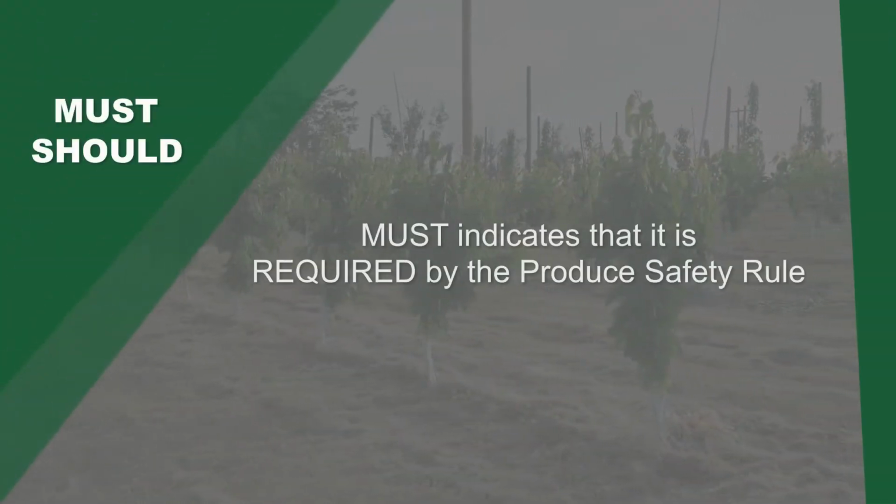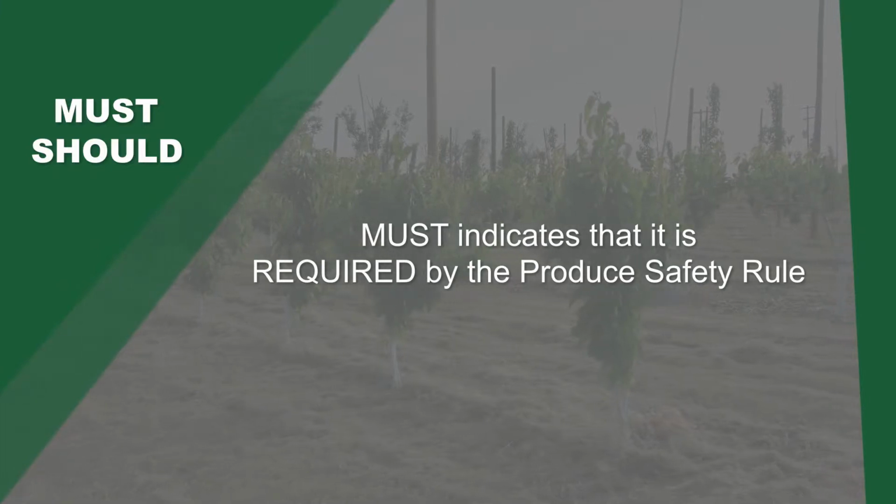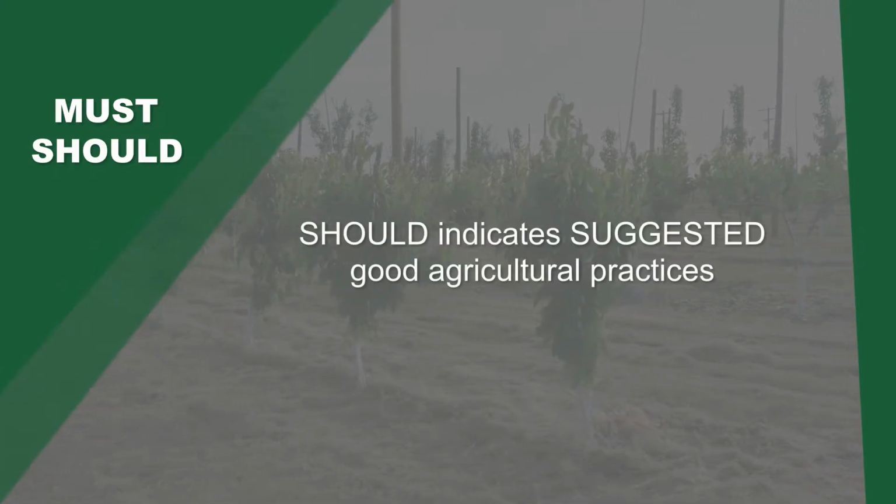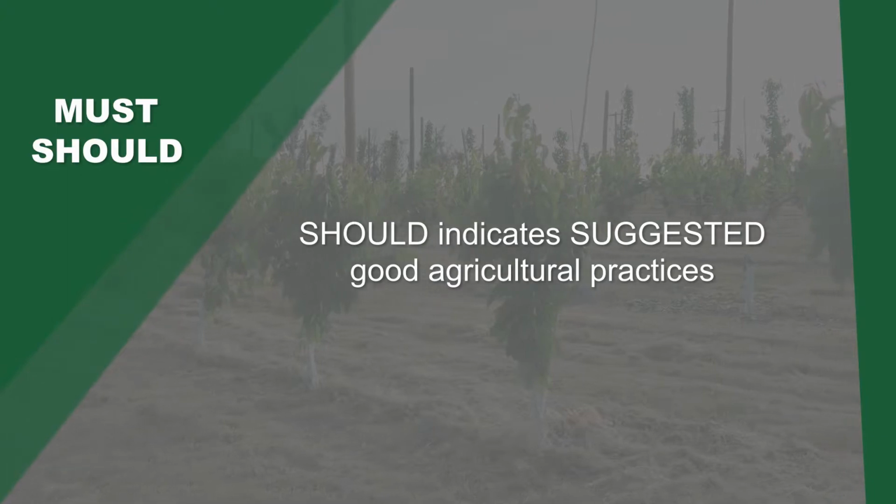Pay attention to the words must and should. Must indicates that it is required by the Produce Safety Rule. Should indicates suggested good agricultural practices.